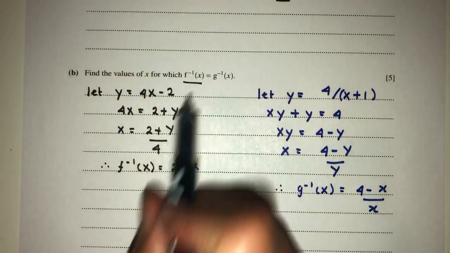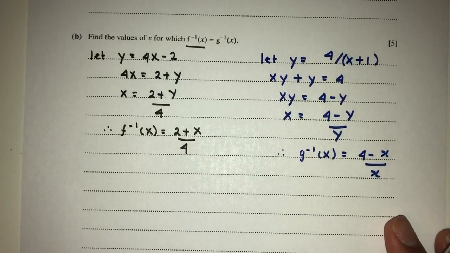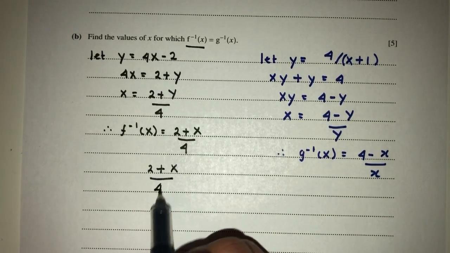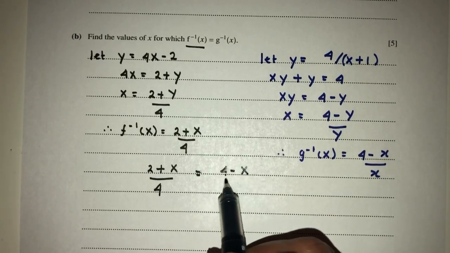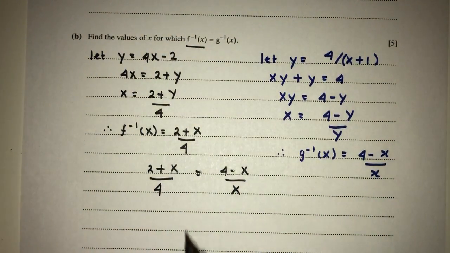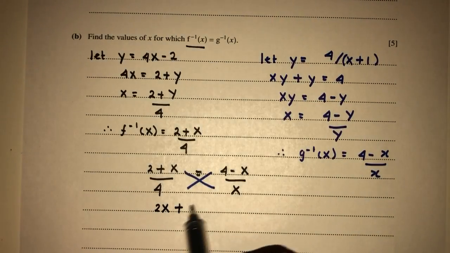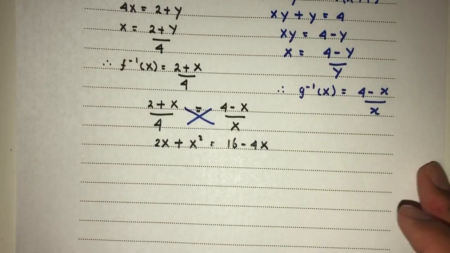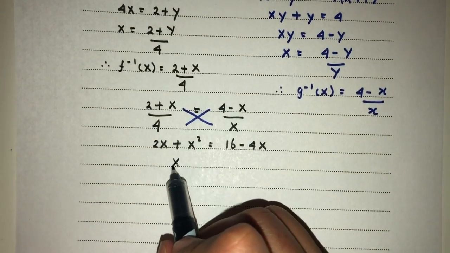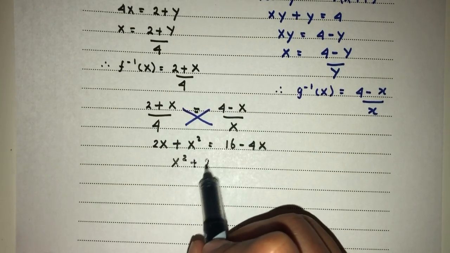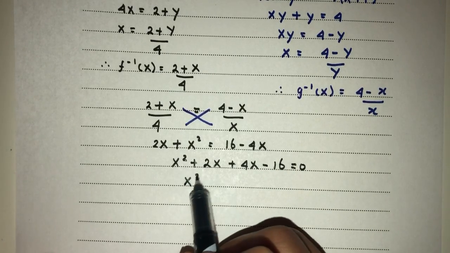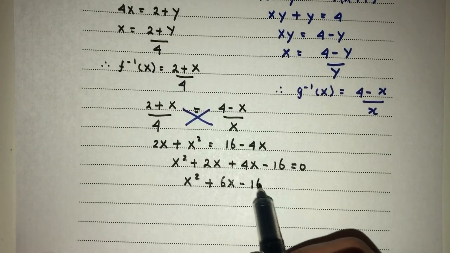Now let's solve this equation. On one side we have f inverse of x equal to g inverse of x. So we have 2 plus x over 4 is equal to 4 minus x over x. Now we have to cross multiply. You will have 2x plus x squared equals 16 minus 4x. Send everything to one side, you will have x squared plus 2x plus 4x minus 16 equal to 0. x squared plus 6x minus 16 equal to 0.